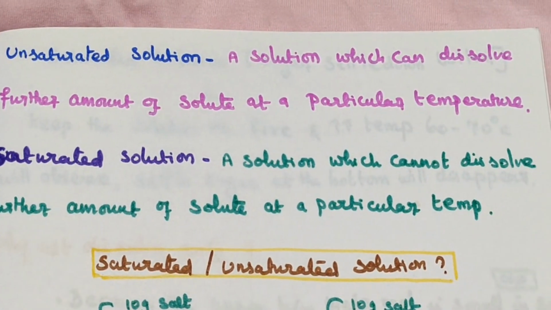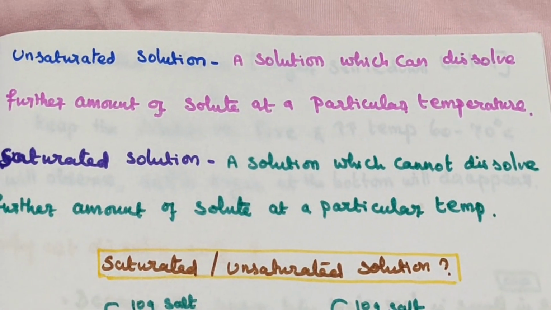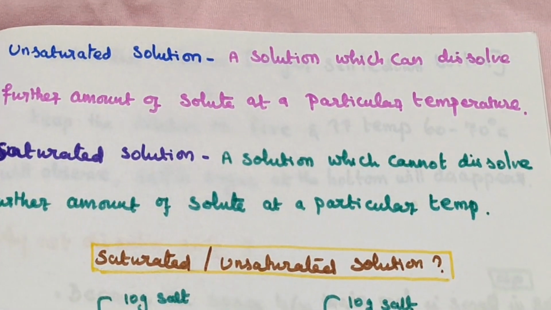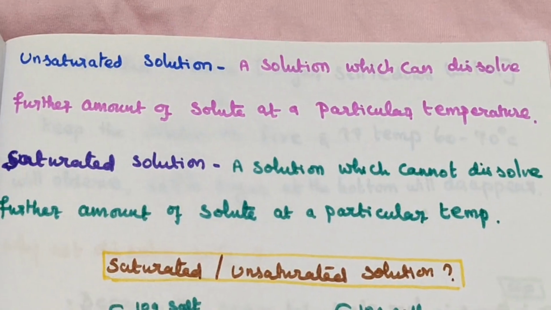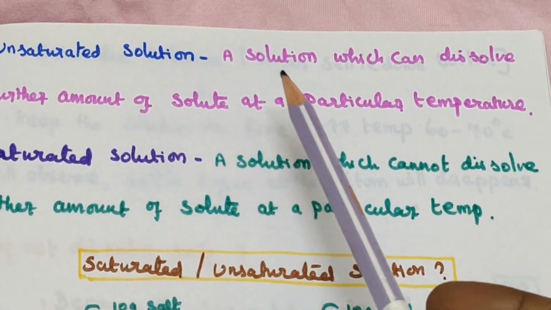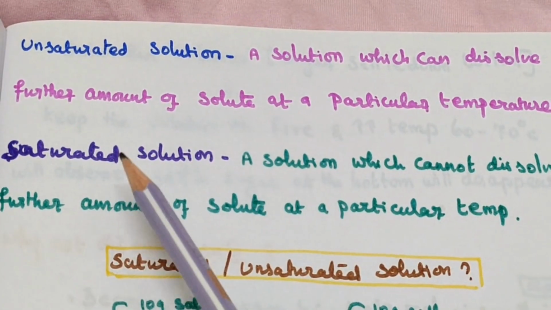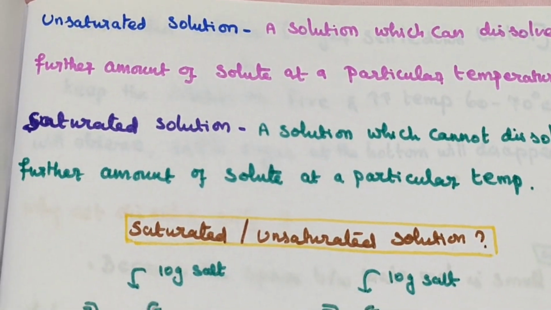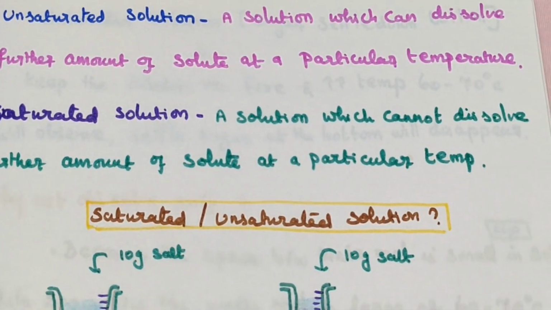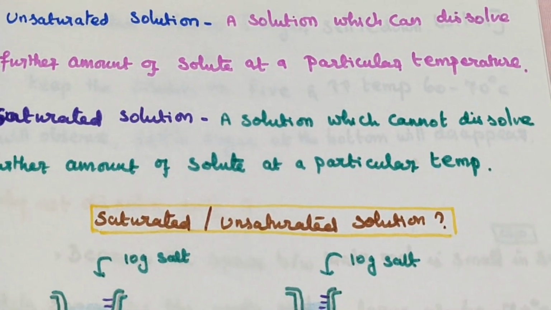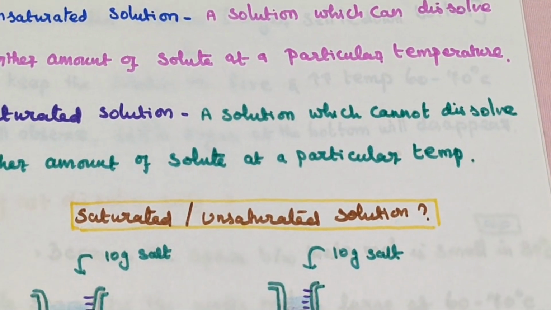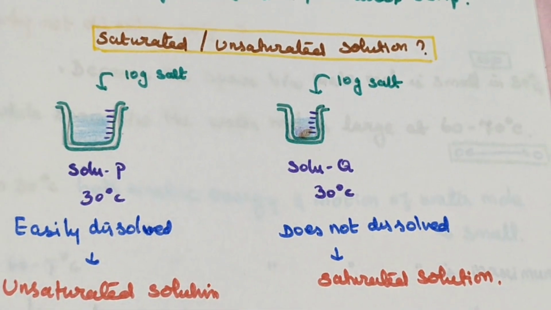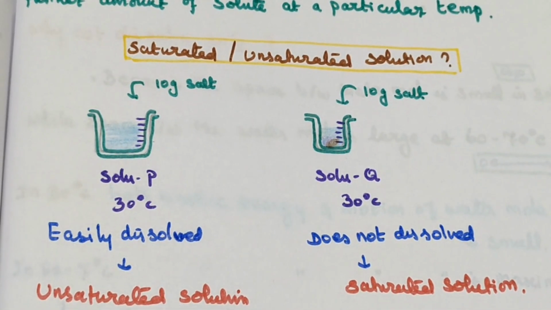Therefore, we define an unsaturated solution. So what is an unsaturated solution? A solution which can dissolve a further amount of solute at a particular temperature. What is a saturated solution? A solution which cannot dissolve a further amount of solute at a particular temperature. How to know whether a solution is saturated or unsaturated?